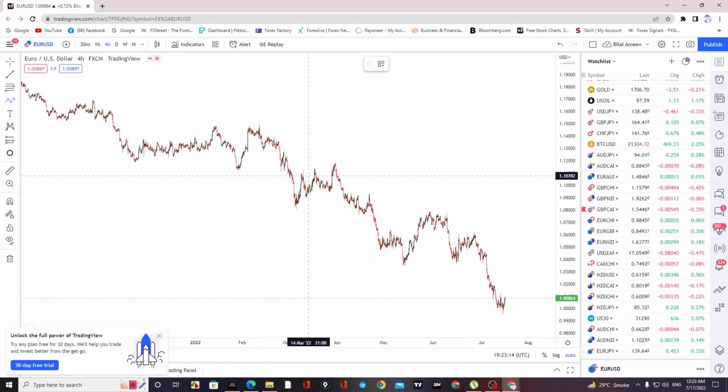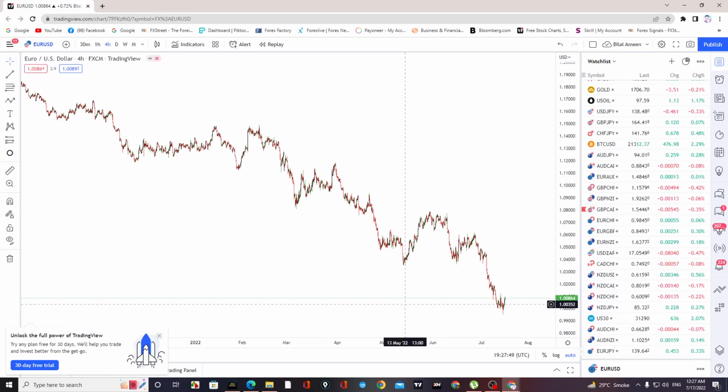When the market makes lower low, lower high, lower low, lower high, lower low and lower high and lower low. When market makes such a movement, we call it a bearish trend. I hope you are understanding the trends.